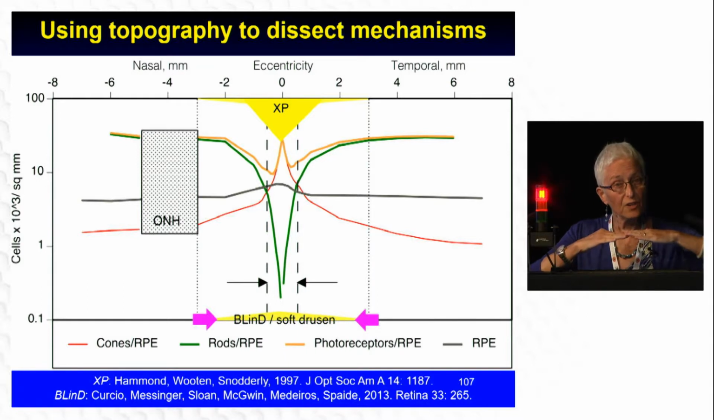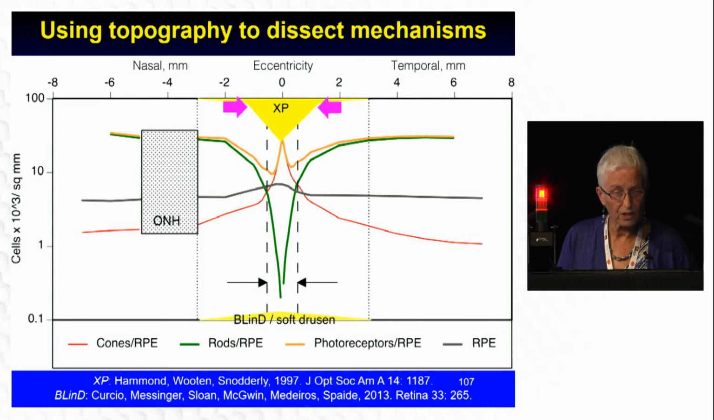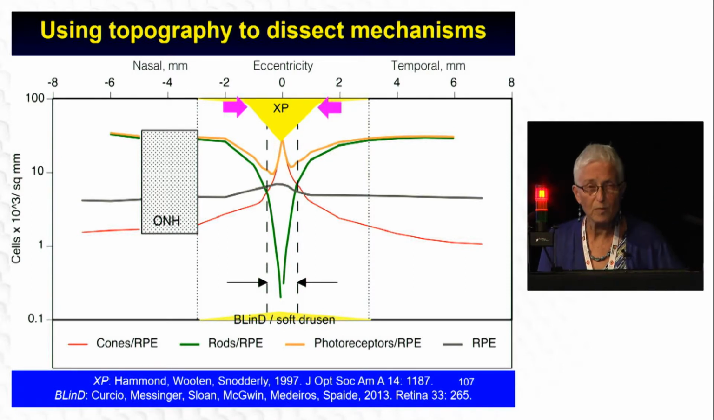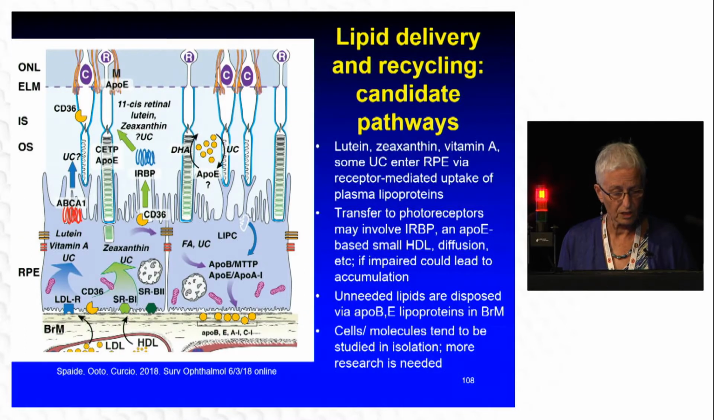Here, underneath all of the retina is the accumulation of basal linear deposit and soft drusen, which we mapped and published several years ago, and it's mapped up against macular pigment. And you can see that the macular pigment is vertically located above, and it makes sense that these very lipid-rich processes are related to each other.